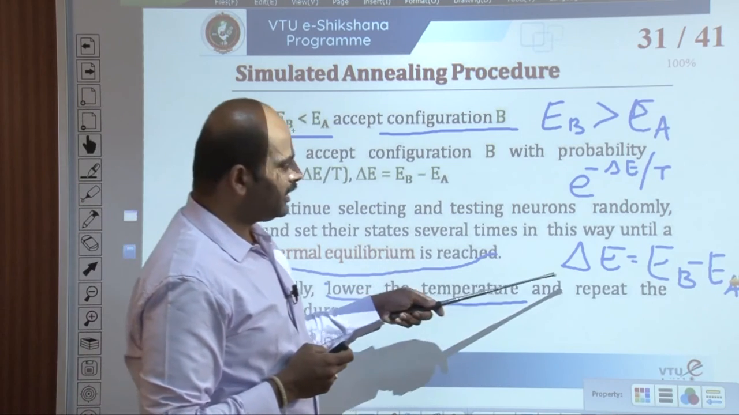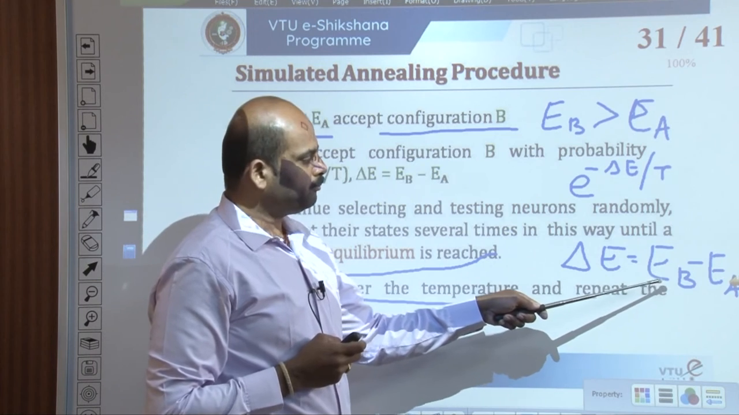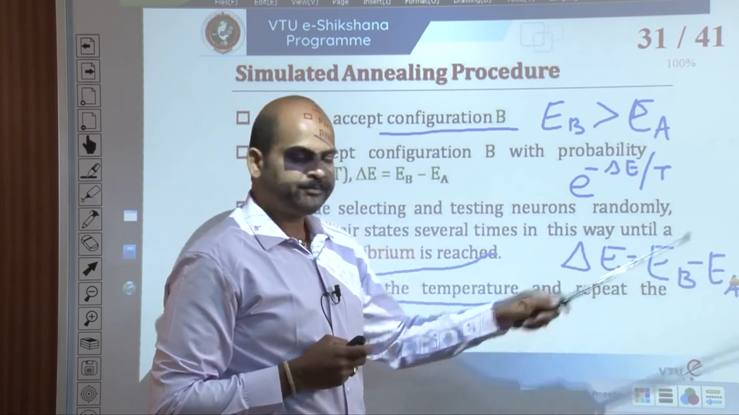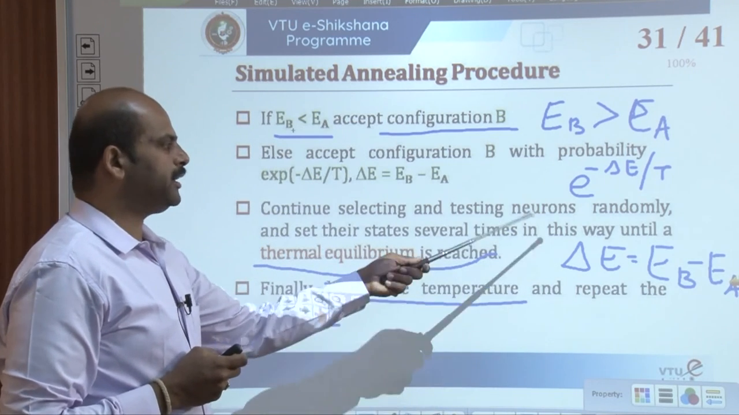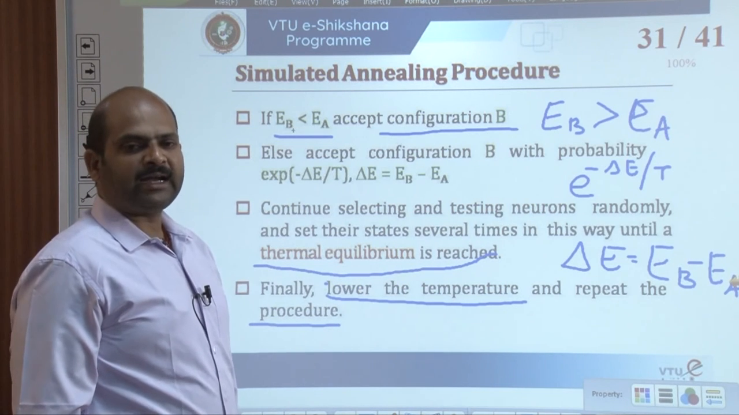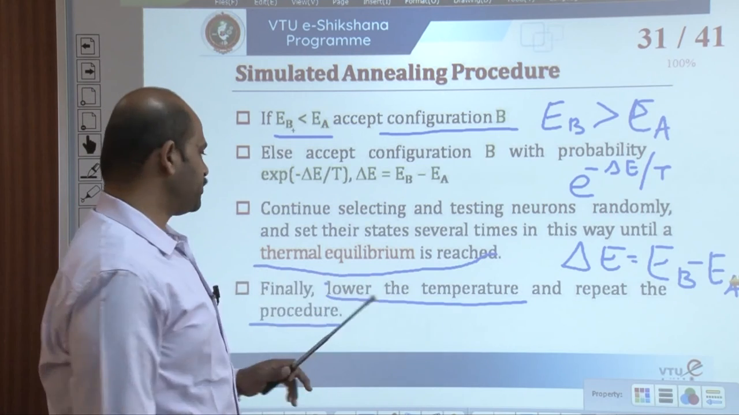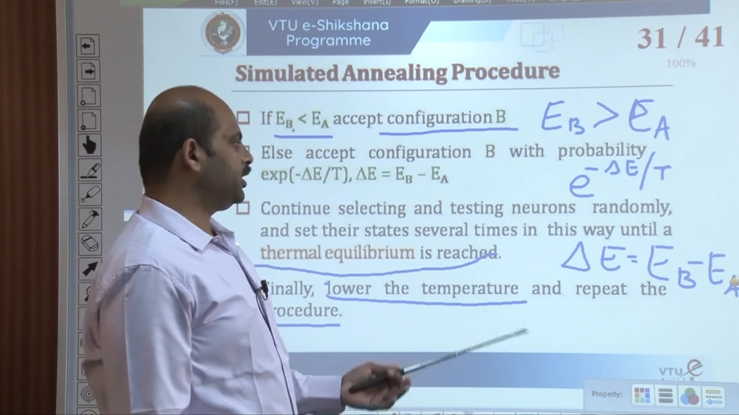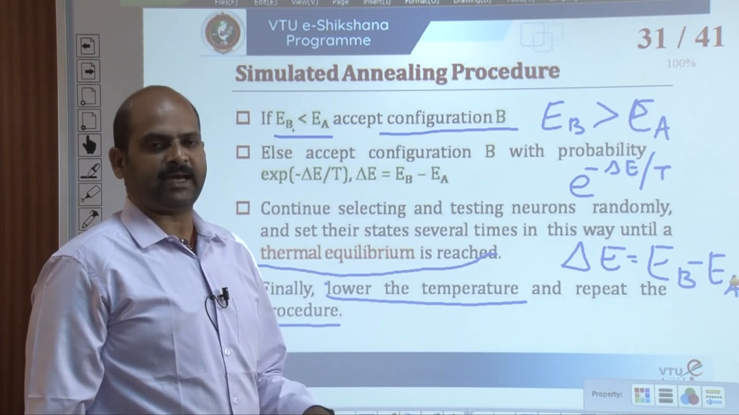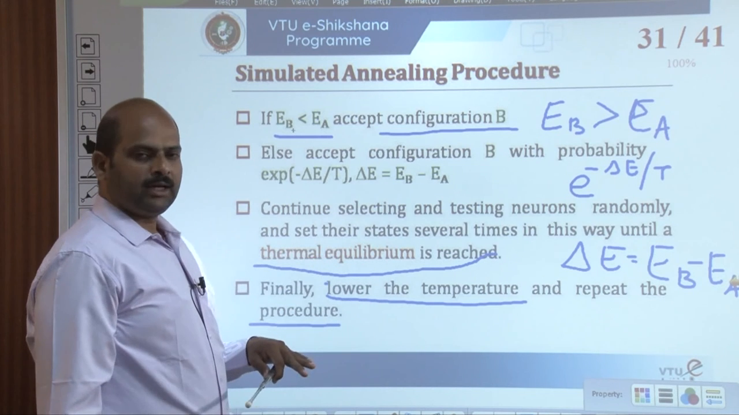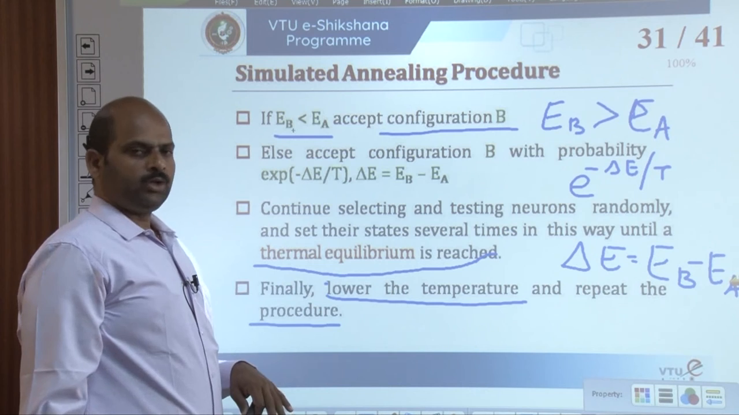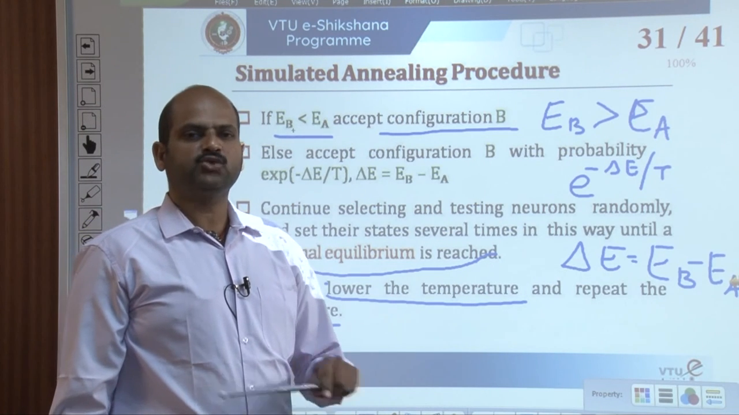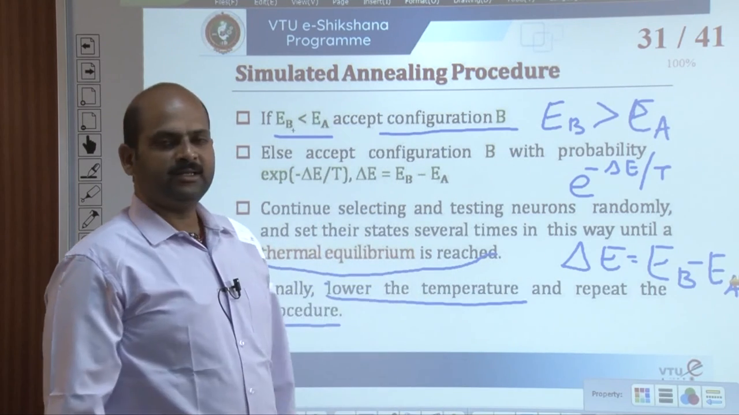If not, compute the del E value, based on the difference between the newly generated energy and the previous energy value, and repeat the process. And how long does it have to be repeated? Until it reaches thermal equilibrium. Until the thermal equilibrium state is achieved, select and test random neurons and set their states several times. Then finally, lower the temperature and repeat the procedure until the temperature reaches a very small value. This is the procedure for simulated annealing.